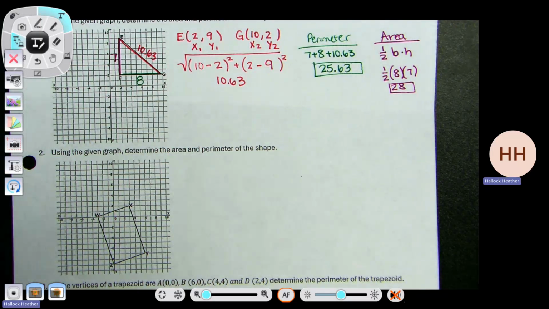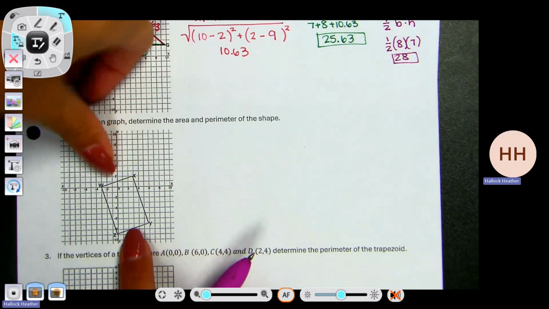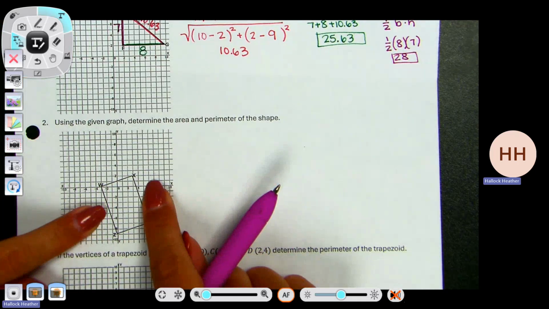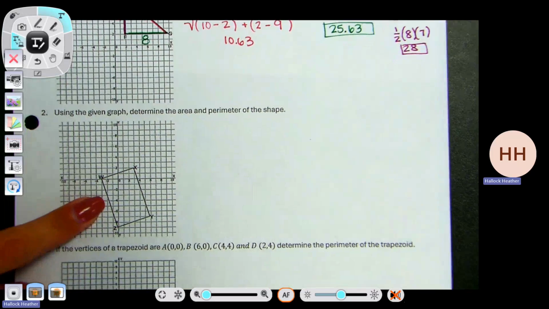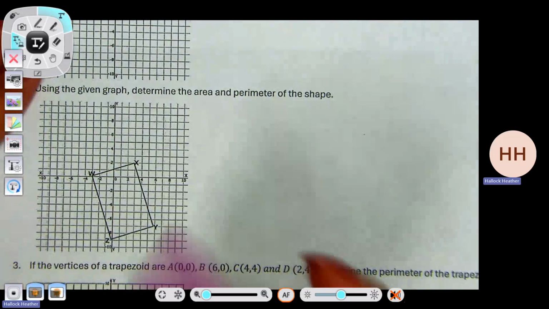If it was a square, I could use it 1 time because all the sides are equal, but this is a rectangle. So the top and bottom are the same number. The sides are the same number. So I'm going to have to do the distance formula twice. So let's start with the top.